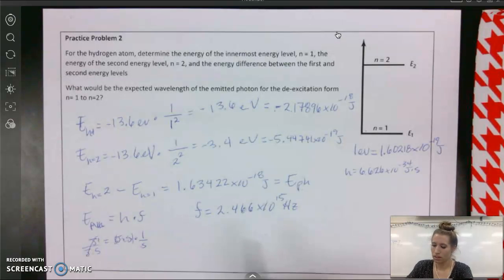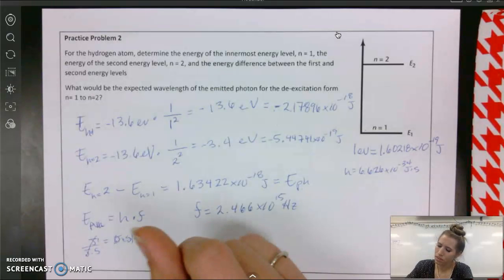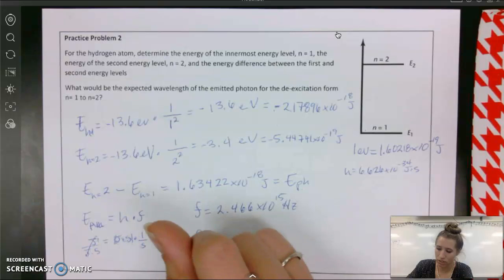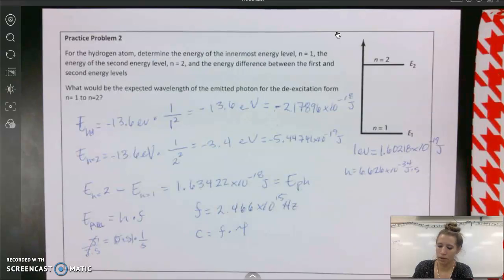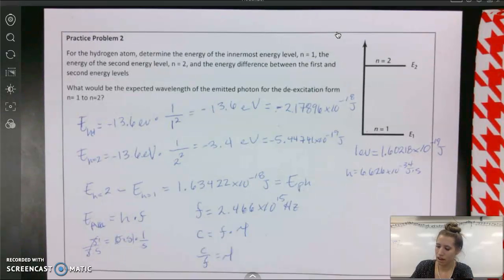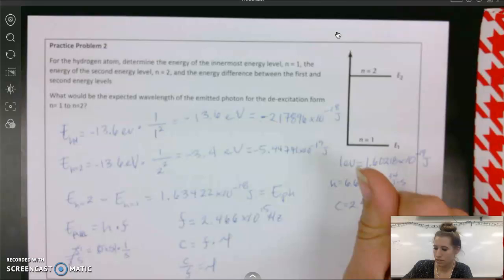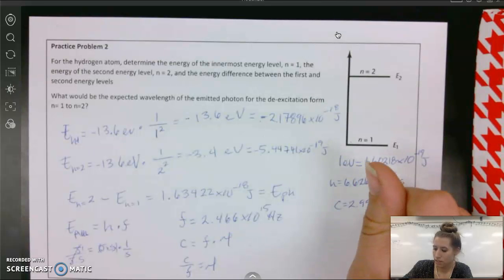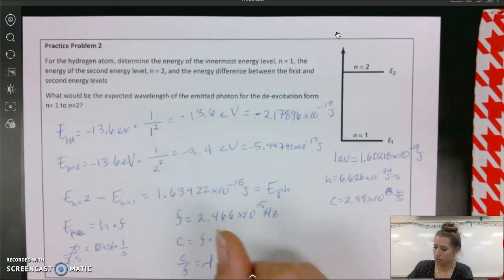That's wonderful. It didn't ask for frequency, though. It asked for wavelength. And these are electromagnetic waves, right? Photons, maybe in the ultraviolet or the infrared range. And so we know that the speed of the wave, which is the speed of light, will equal the frequency multiplied by the wavelength. So if I do speed of light divided by the frequency, that will give me my wavelength, where the speed of light is 2.99 times 10 to the 8th, not a negative there, meters per second. Okay, so that's what I'm going to do.